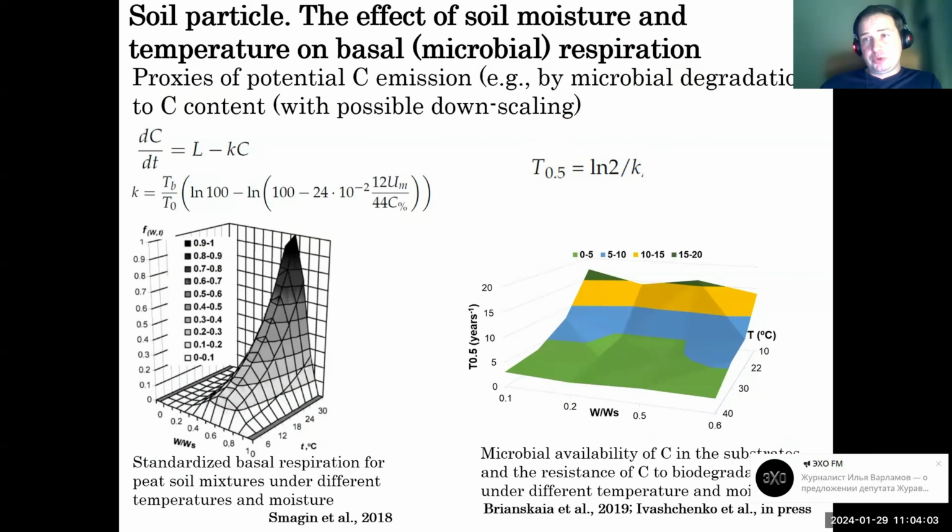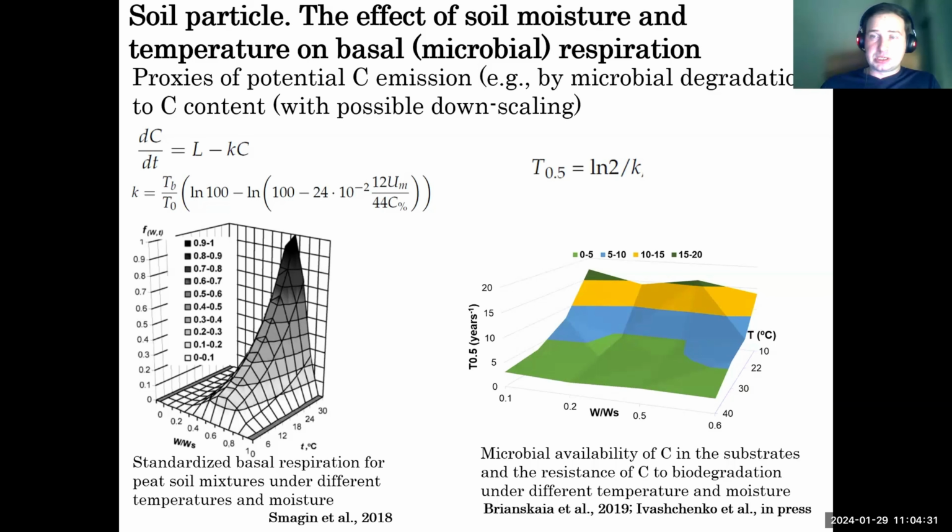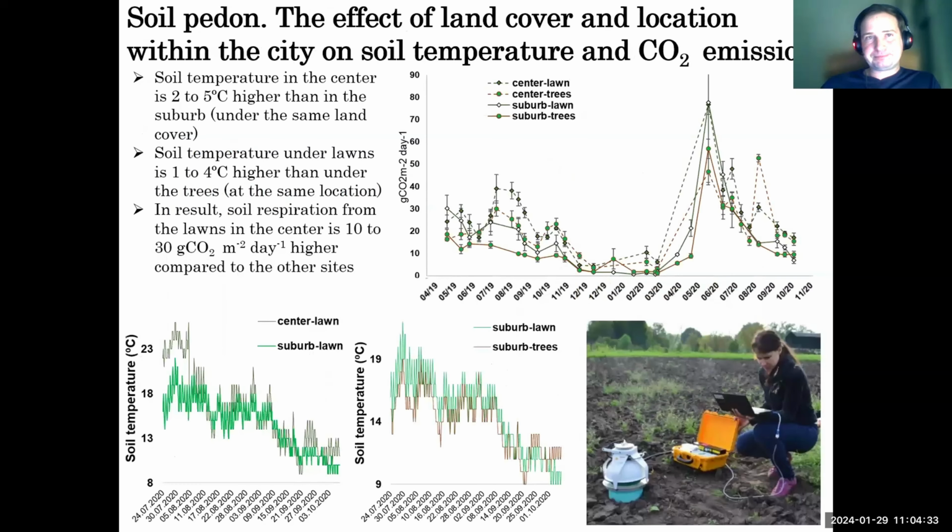For example, if you work with just a soil sample, and you want to see whether a particular soil construction can be more or less resistant to climate change, the possible analysis can be based on basal respiration, which you can do in the laboratory under different standard temperatures, and predict half-life time. For example, we can show that the half-life time of urban soils can be very low. That means that the resistance of carbon stocks is also low.